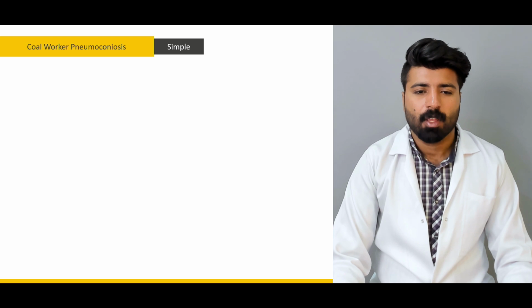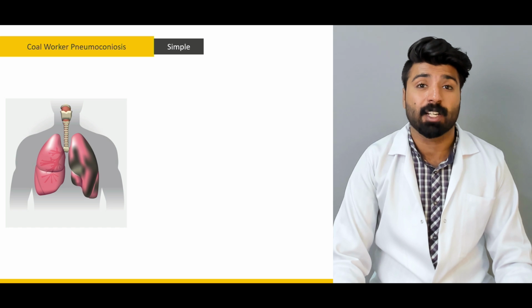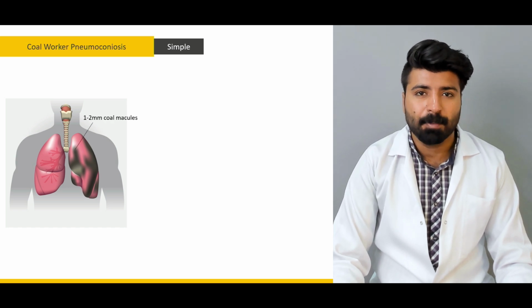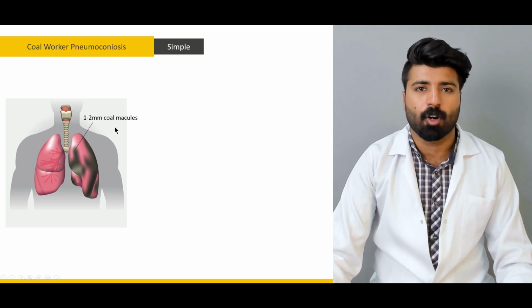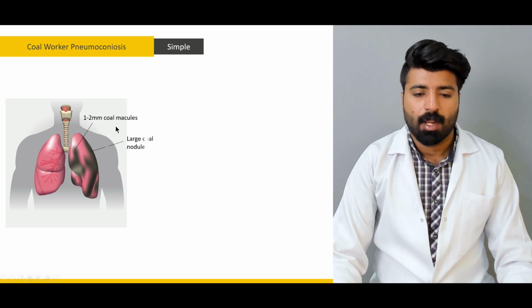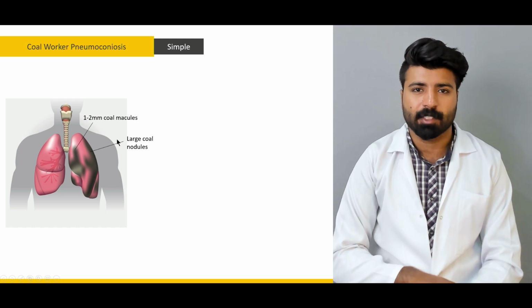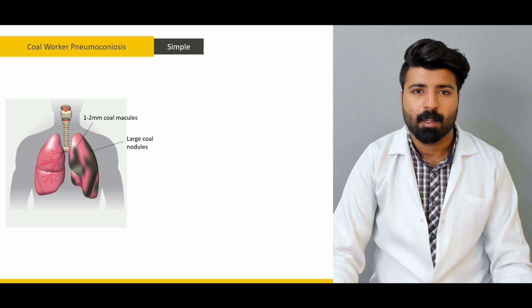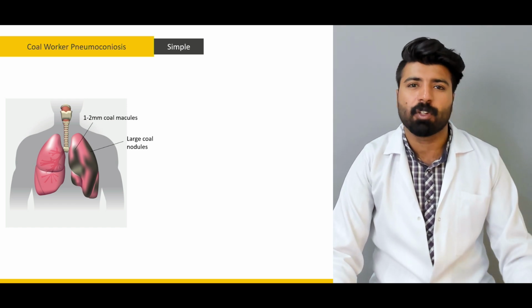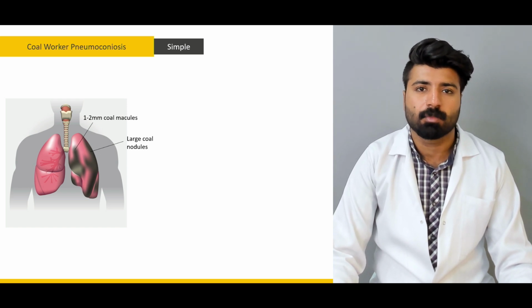Now let's talk about what if the coal worker pneumoconiosis is simple, and what happens if the coal worker pneumoconiosis gets complicated. In a simple coal worker pneumoconiosis, 1 to 2 millimeter coal macules are formed. And there are large nodules present. Large nodules are going to be present whether it's simple or complicated. But the size of the coal macules is going to be very small, 1 to 2 millimeter. And this is reversible. If the patient is taken out of this environment, this will be all right. This will get fine on its own, or after some treatment, it will be fine.